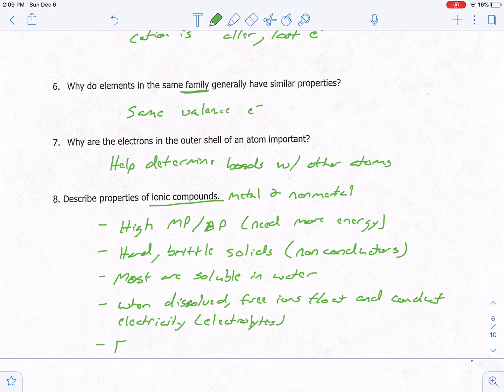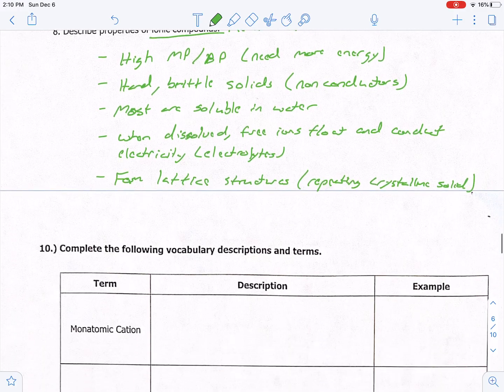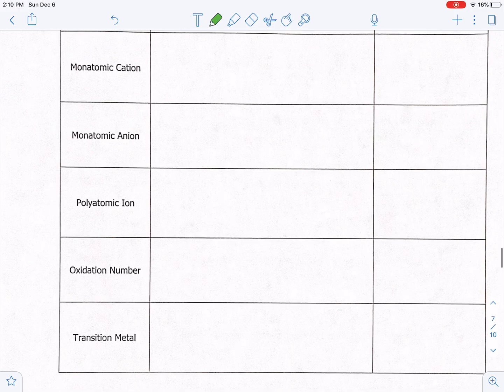And then lastly, they're going to form lattice structures. Okay, lattice structure is basically a repeating crystalline solid. So these are very basic answers on here. On the keys, it's going to be a little bit more in depth, but I'm trying to save time on this video, so we're just kind of going through the main points. So good news, we're getting closer and closer to being done with the writing part. We can get into practice.